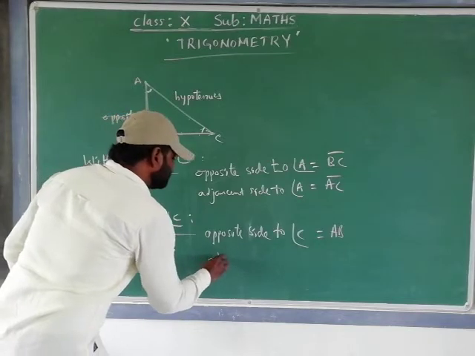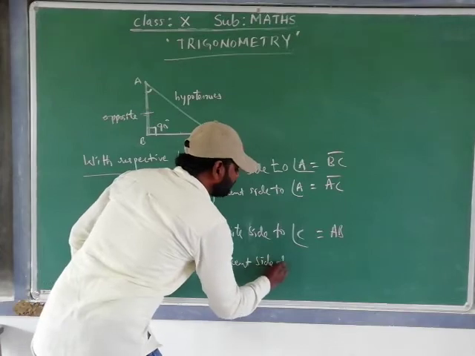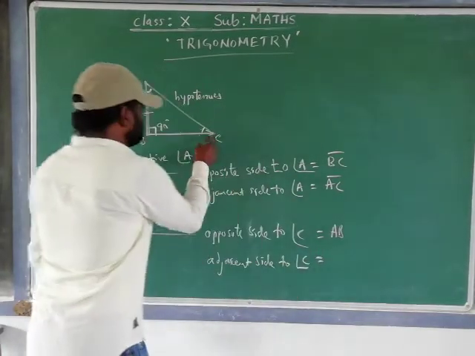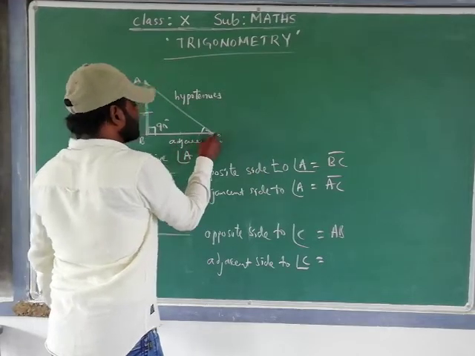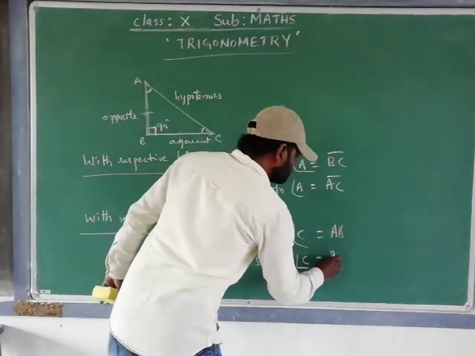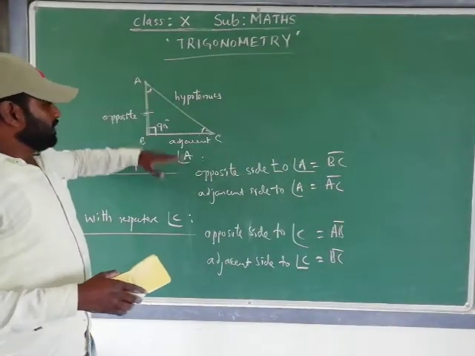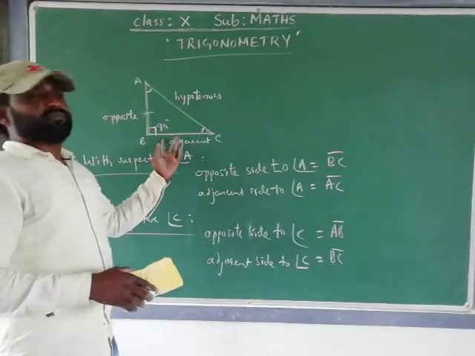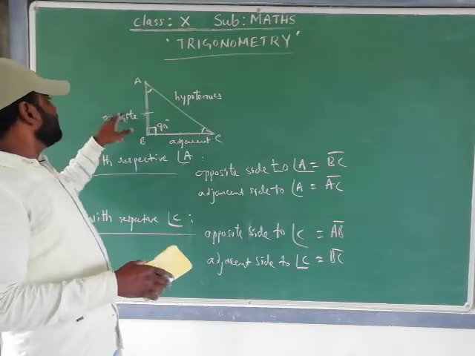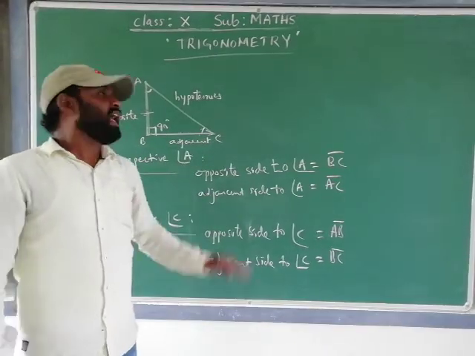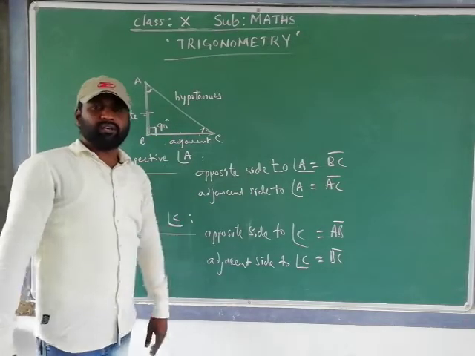Then the adjacent side to angle C. Adjacent means beside only. What is that? BC. See the change in these two. If you take with respect to A, BC will be the opposite one. Adjacent will be AB with respect to A. For C, this will become opposite, this will become adjacent. Hypotenuse will not change. It is always the side opposite the right angle, the hypotenuse.